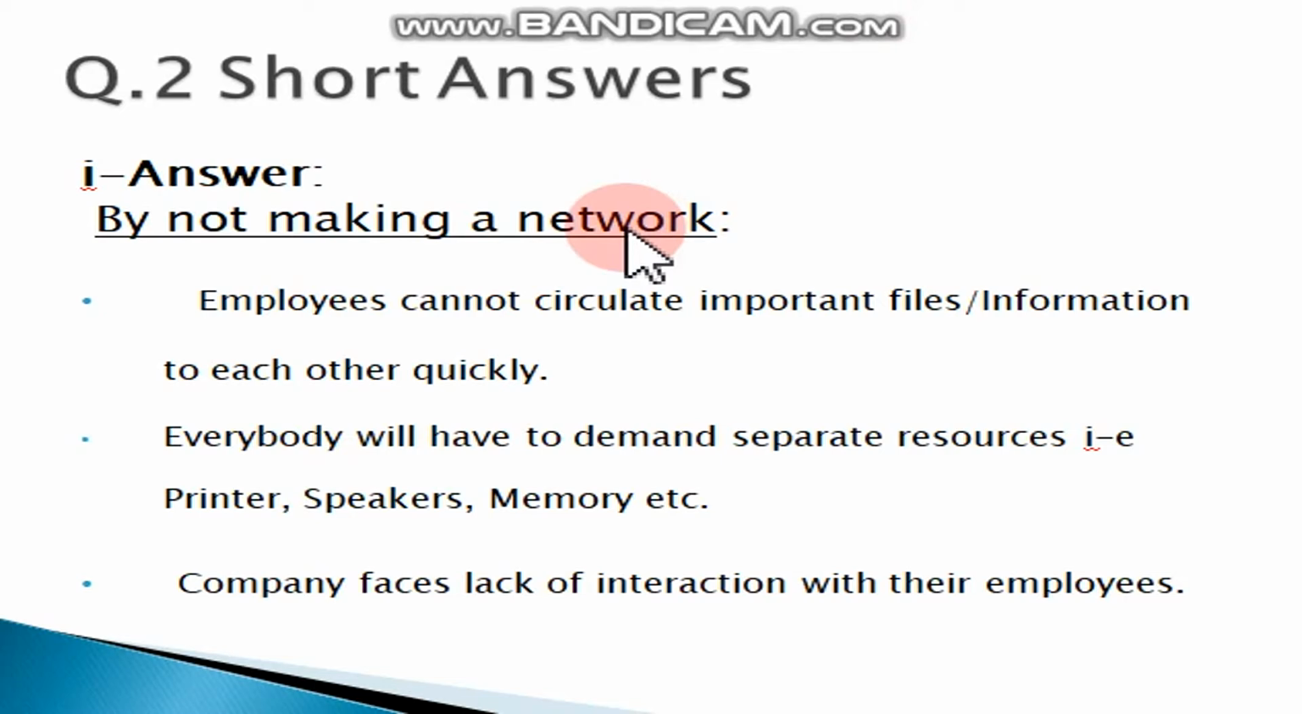Question number 2 is write short answers of the following questions. It is on page number 156 and there are 10 short questions. Starting from question number 1, describe any 3 difficulties a company may face in running a business without having computer network. So basically I have mentioned these 3 difficulties if a company is not having any computer network. So I have mentioned 3 points over here. You can copy it in your registers in your neat copies.